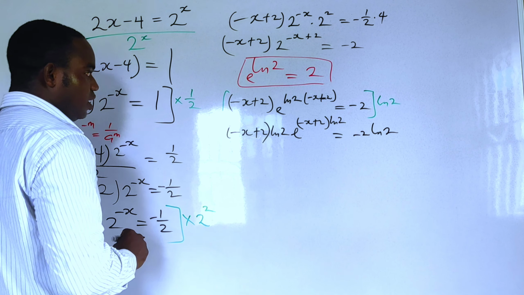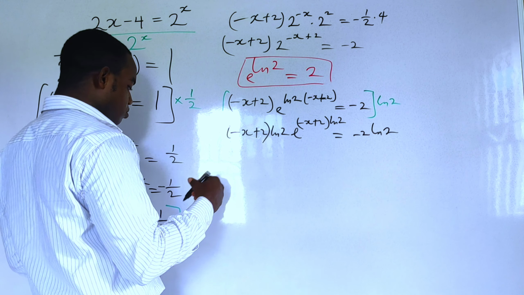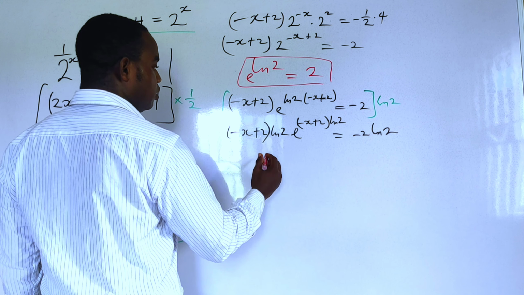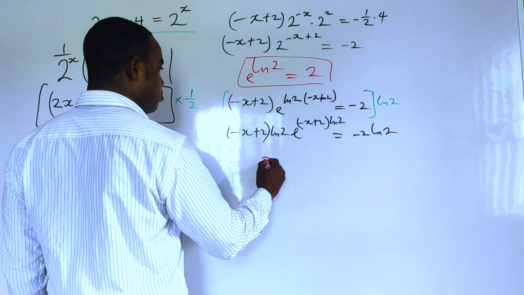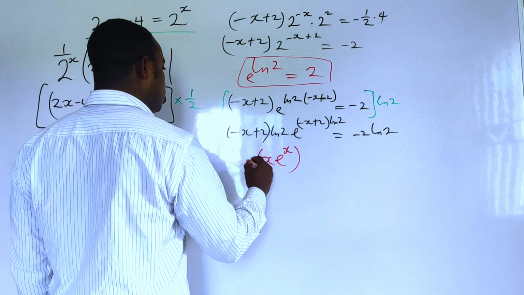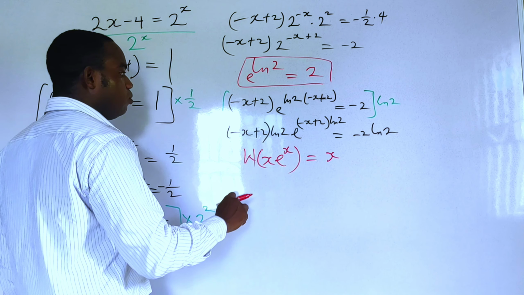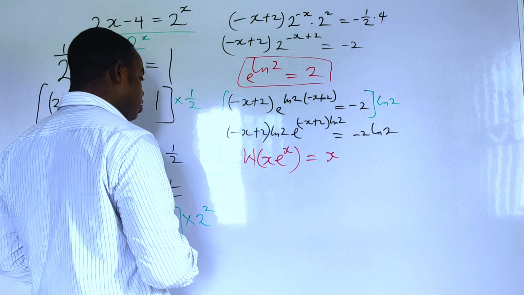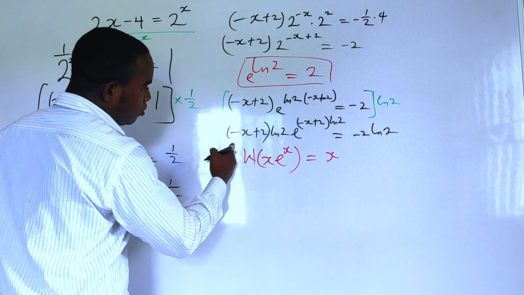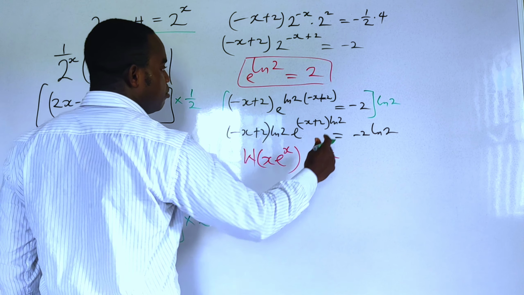Okay, so this is the point where we introduce the Lambert W function. So the Lambert W function is a property of the natural log and exponential function. So if you have, say, x multiplied by e to the x, the Lambert W function for that is going to be x. So this lesson is not actually for that. So let us leave that for another lesson. So let's just take advantage and make use of that knowledge now.